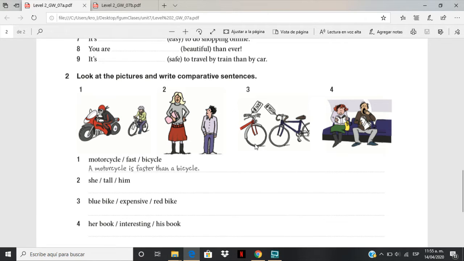Number 3, we have the blue bike. Look at the price, it's $450. And look at the red bike, it's $300. Make a sentence, right? And number 4, we have her book and his book, right? But the man is like boring, no? And the woman looks like she's very interested in reading. So make the sentence here.